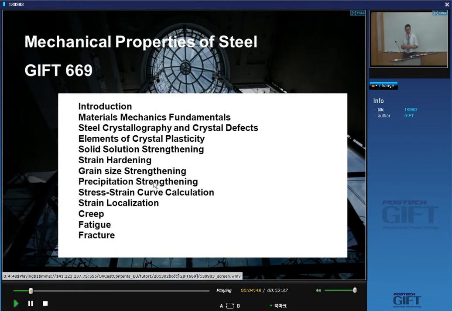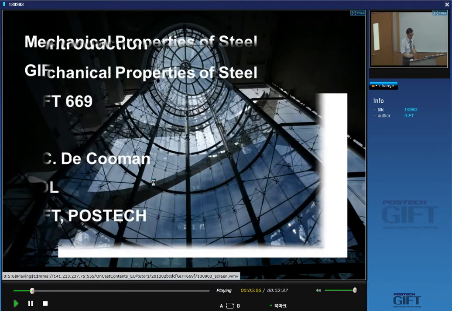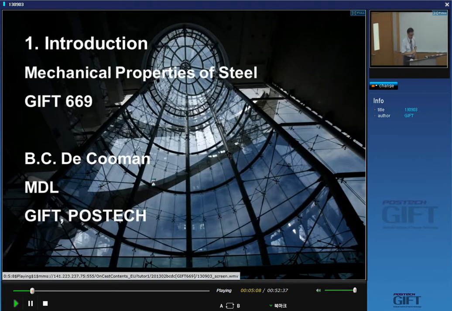We'll also talk about localization of deformation, so strain localization, because it is very important in steels. We'll talk about creep, fatigue, and we'll close with fracture. Right, so let's start.